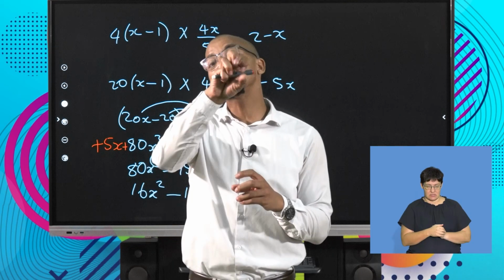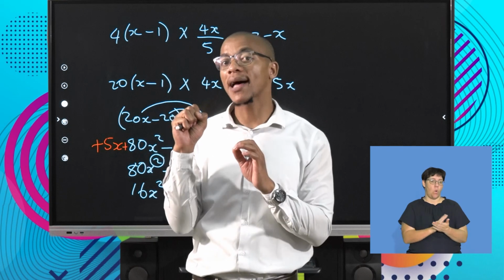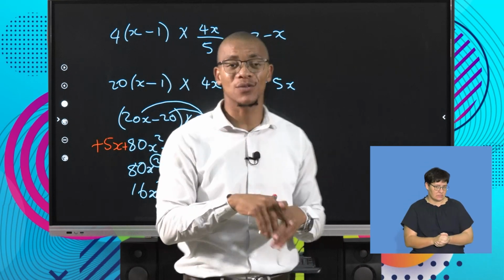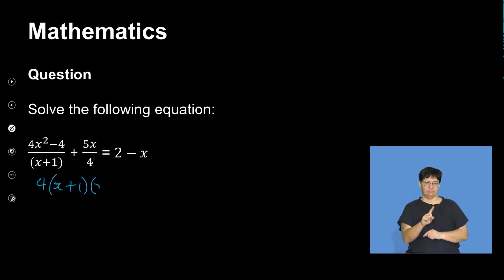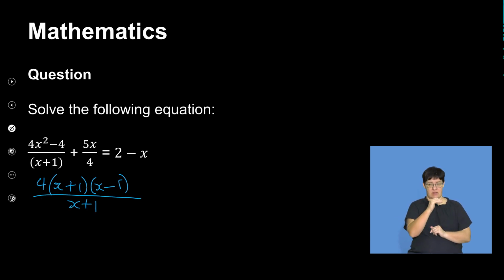But what if we remove the division sign and now put a plus sign? What does that mean for us? Let's have a look at it. If I remove the division, same equation, same everything, I just removed divide and put a plus. This will then give us what we really want. So remember, firstly, it becomes 4 into x plus 1 into x minus 1, all divided by x plus 1, and then plus the 5x over 4 equals to the 2 minus x, right?